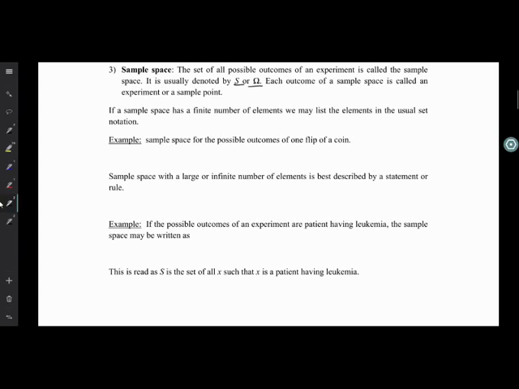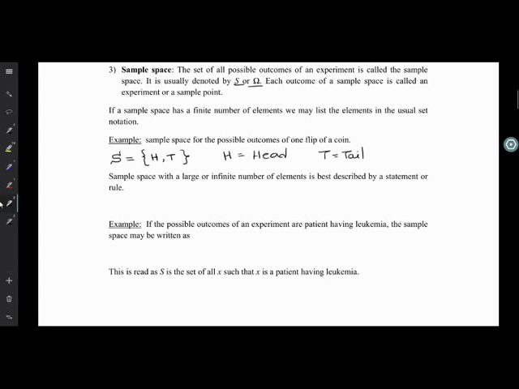As an example, think about tossing a coin. Then we can write the sample space S in set notation. That means all possible outcomes within curly brackets as H or T, where H is getting a head and T is getting a tail. So this is the sample space of the experiment of flipping a coin.